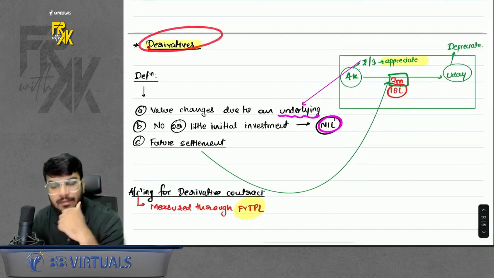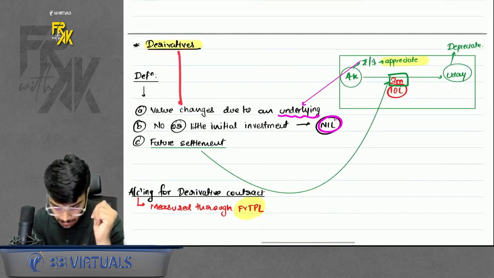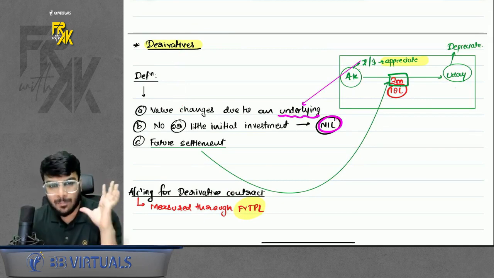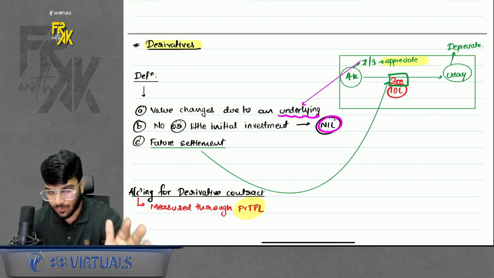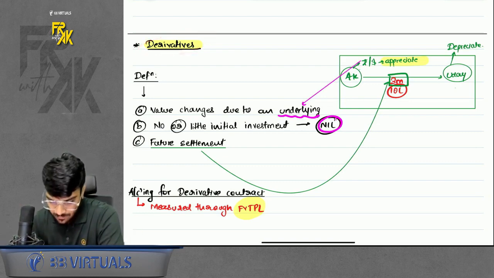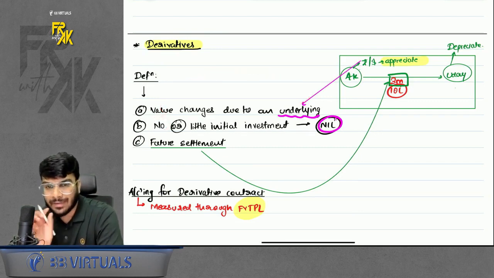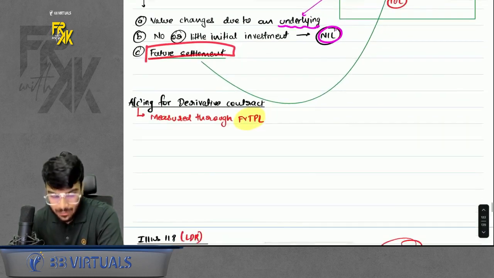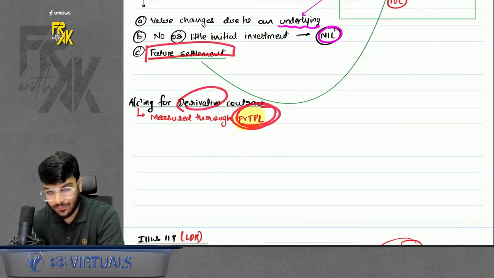Now the next point is derivatives. What is the meaning of derivatives? Do remember, derivatives we are only discussing in financial instruments from FR point of view. No discussion is done from AFM point of view. Derivatives means any contract whose value depends on an underlying. On the initial date there is no or very little investment and the settlement will happen in future. This is a derivative contract, and each and every derivative contract will be measured through FVTPL.